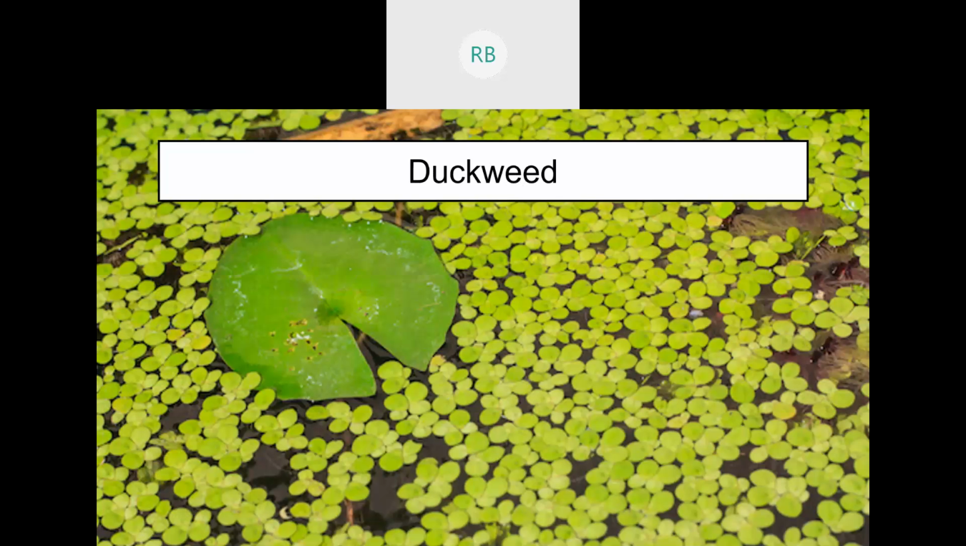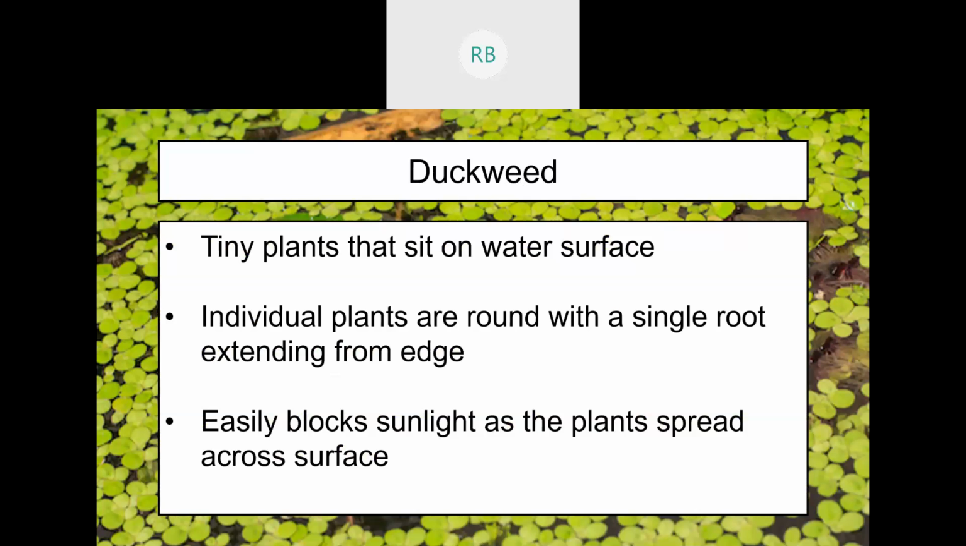One species that's fairly well known of free-floating plants is the species known as duckweed. And you can see that in this image here with several very tiny duckweed plants surrounding a water shield. These tiny plants will sit on the surface of the water, and if you look closely, you will find that there actually is a single root extending from the edge of the plant. Like I said, they easily block sunlight given the fact that they spread very quickly. All they're doing is just covering that surface and soaking up that sun so they can keep reproducing.